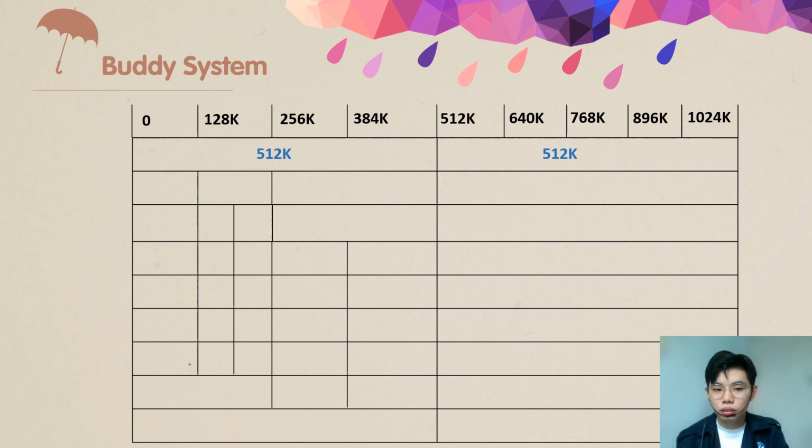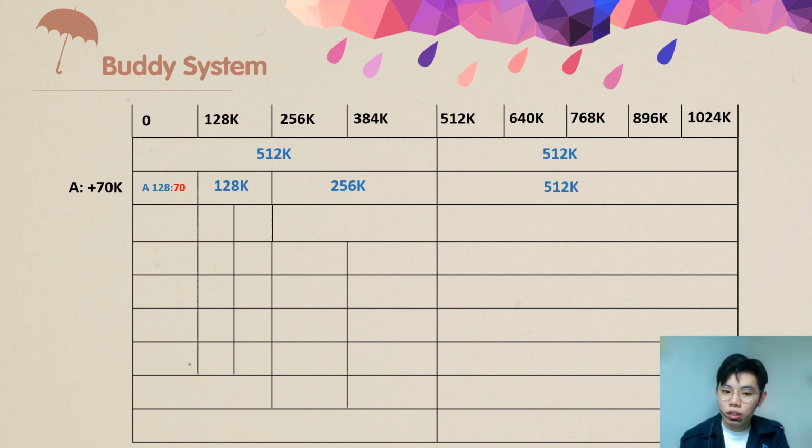Next, the first request is the 70k allocated block that wants to enter this memory. So this buddy system needs to figure out 2 power of something. 2 power of 7 is enough to cater for the 70k block because 128 is 2 power of 7, right? If 2 power of 6, 64 is not enough to cater for 70k, so you need to find a larger one.